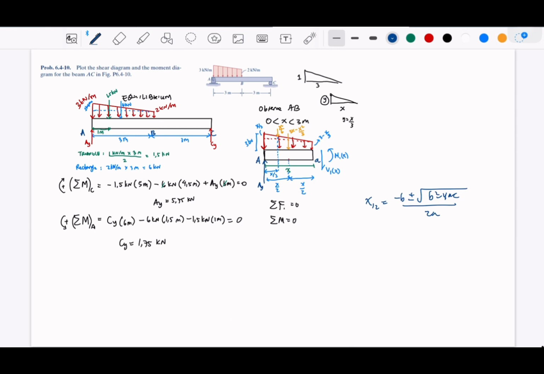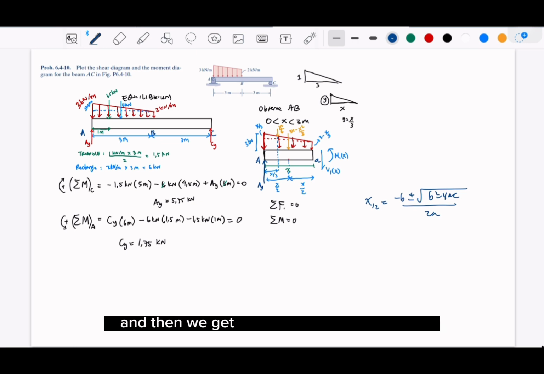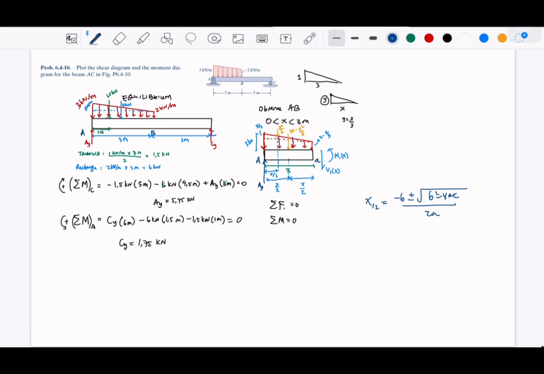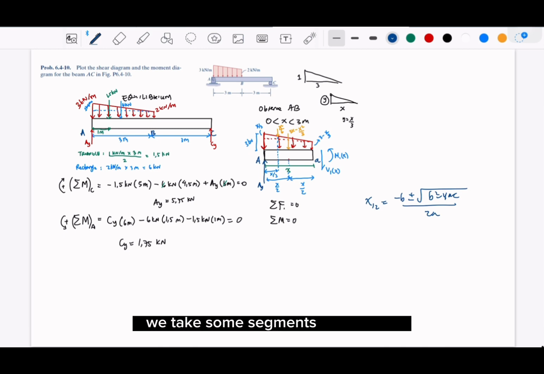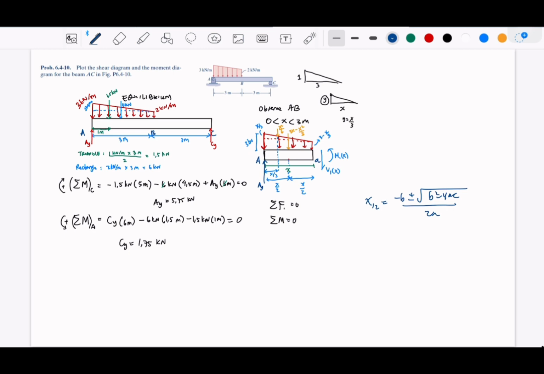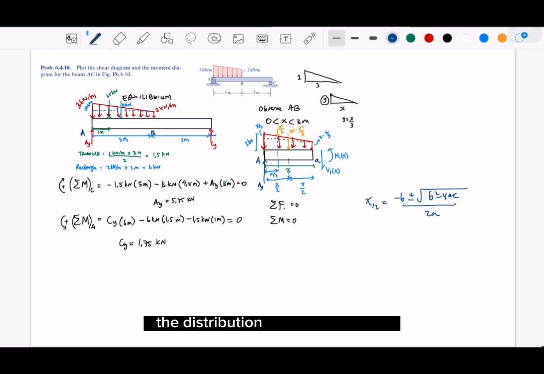So we first find the free body diagram to get the results for AY and CY. And then we get the result for each of them using moment, using statics. After that, we take some segments, either from the left or from the right, and then you should be okay. But in this case, the distributed loads will be very important, so I believe taking it from the left side, like this segment here, will be best.